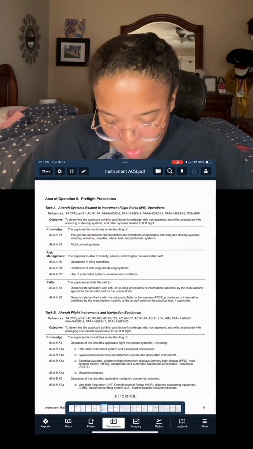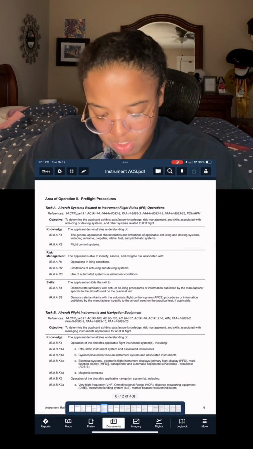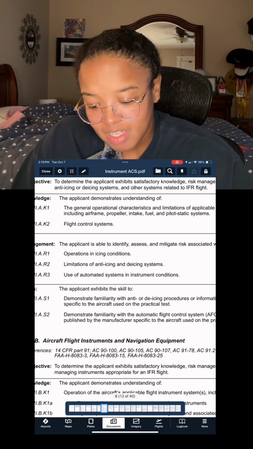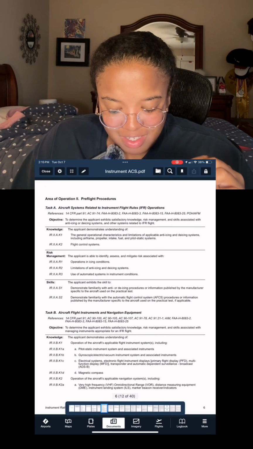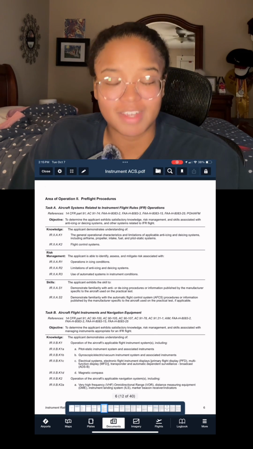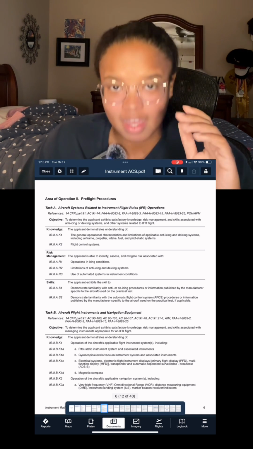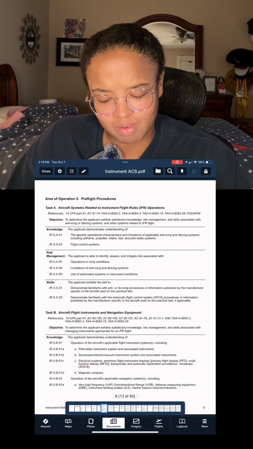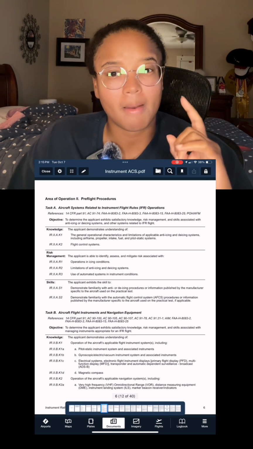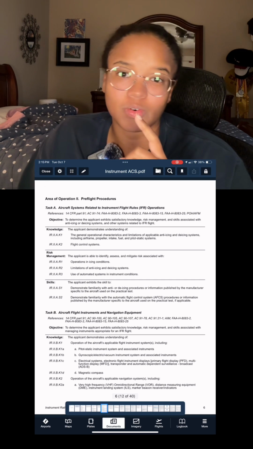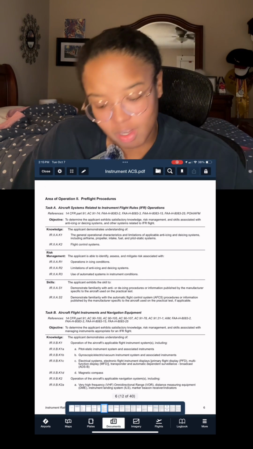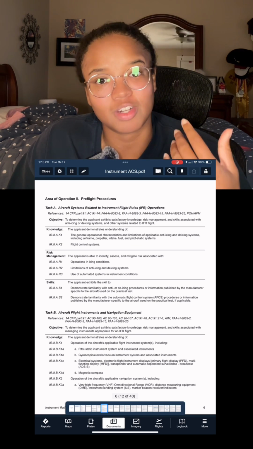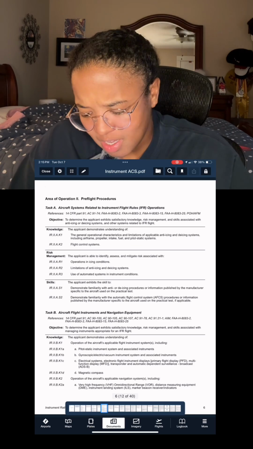And then last, we have flight control systems. So this is going to be including automated systems, like our autopilot. Again, most of the time, you guys aren't even going to be familiar with this because most of the training aircraft that you're going to be in will not have autopilot. Now, if the aircraft does have autopilot, most of the time, the instructor will disengage it.